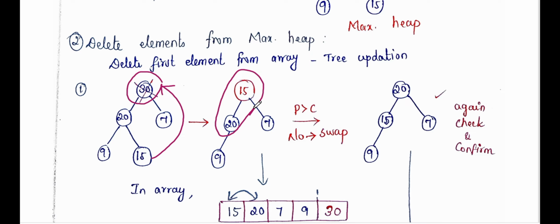If you do not follow the property, this swapping will be performed. So 20, 15. Now check one more time. Here 9, so the parent is 15, no problem. Here the children are 15 and 17. 20 is higher than the children, so no problem.